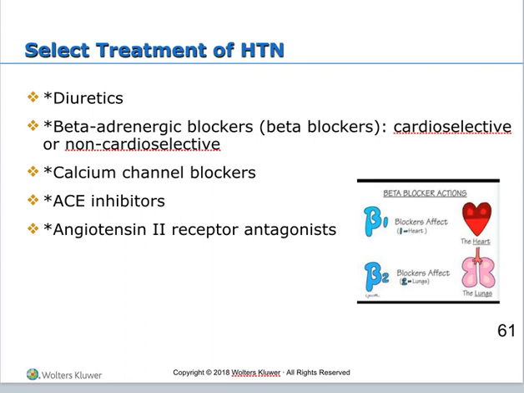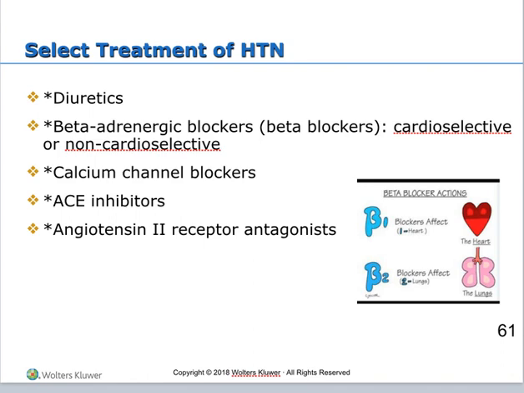Usually, I do want to say that if you have a patient with slightly elevated blood pressure, like in the upper 120s to 130s, we always start with lifestyle modification, so be sure to take a look at that in your textbook. Otherwise, we can turn to diuretics, beta blockers, calcium channel blockers, ACE inhibitors, angiotensin II receptor blockers. Antagonist and blocker are kind of used interchangeably. Just a reminder of that.